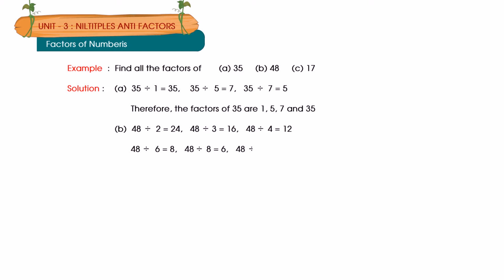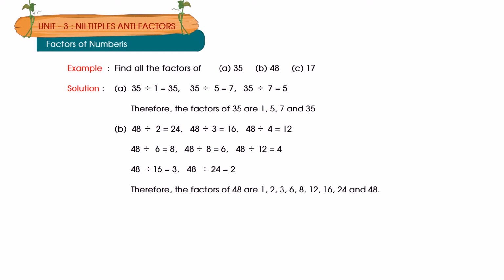48 divided by 12 is equal to 4. 48 divided by 16 is equal to 3. 48 divided by 24 is equal to 2. Therefore, the factors of 48 are 1, 2, 3, 6, 8, 12, 16, 24 and 48.